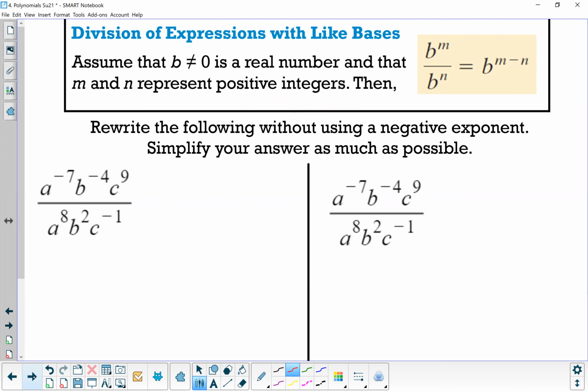All right, so here we have a much longer one. We have a to the negative 7, b to the negative 4, c to the 9, divided by a to the 8, b squared, c to the negative 1. Okay, so strictly using the quotient rule, that would mean we would get a to the negative 7 minus 8, times b to the negative 4 minus 2, times c to the 9th minus negative 1.